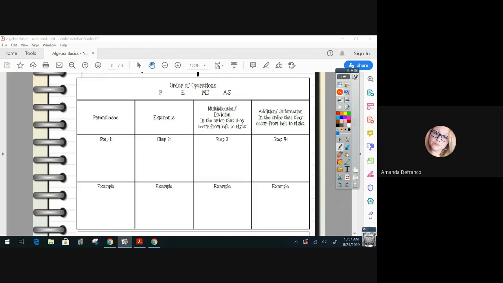So when we see parentheses, all that means is we're going to simplify.